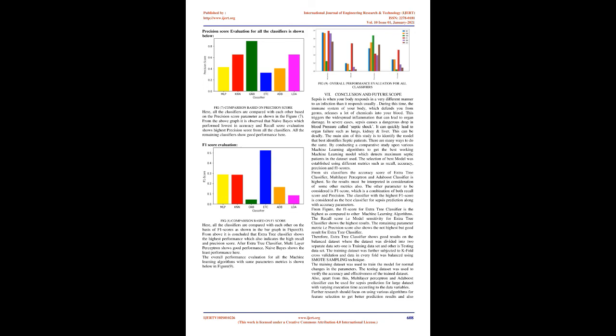Precision score evaluation for all the classifiers is shown below. Here, all the classifiers are compared with each other based on the precision score parameter as shown in figure 7. From the above graph it is observed that naive Bayes, which performed lowest in accuracy and recall score evaluation, shows the highest precision score from all the classifiers. All the remaining classifiers show good performance here.